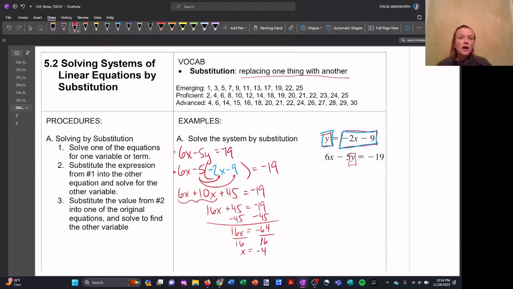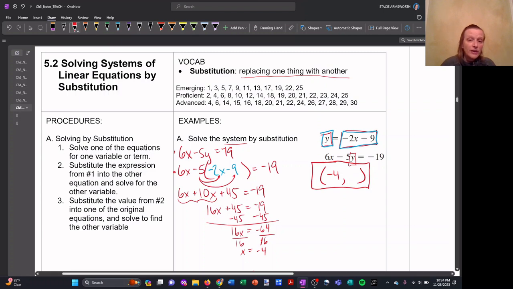Now, I'm not done with this problem because I'm supposed to solve the system by substitution. I'm trying to find the point, the ordered pair where both of these equations are true. So right now I know the x coordinate is negative 4, but I don't know the y coordinate. So my answer here is incomplete. I need to know the y coordinate. How do I figure out the y coordinate?